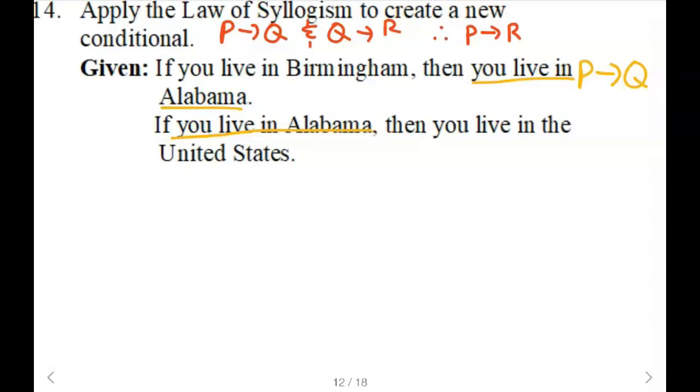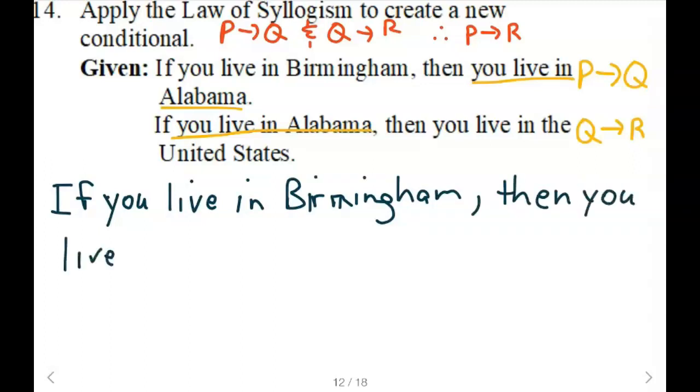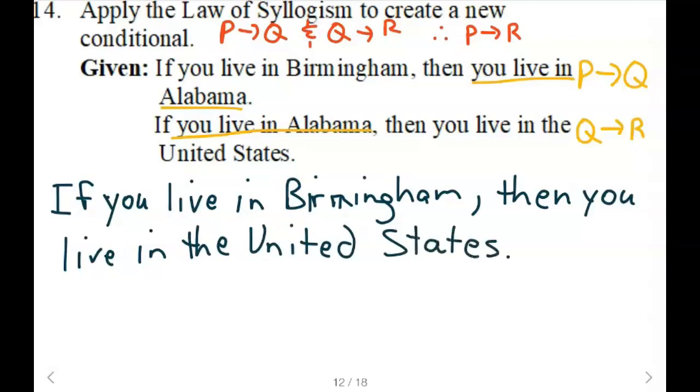And so we can use the same letter there. We can say if Q then R. Now we can put those together to create a new conditional that would say, if you live in Birmingham, then you live in the United States. So that's the law of syllogism.